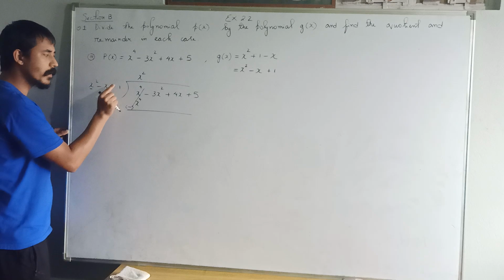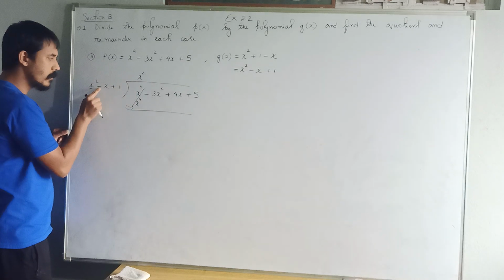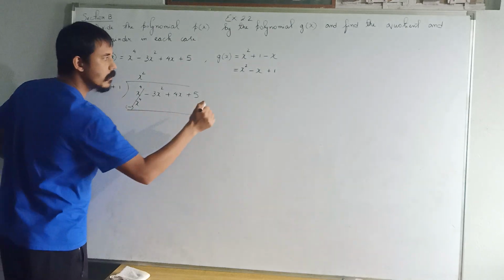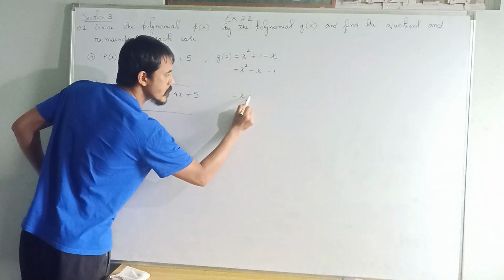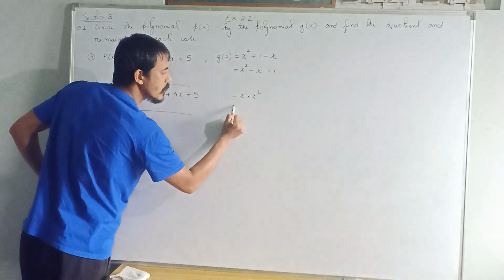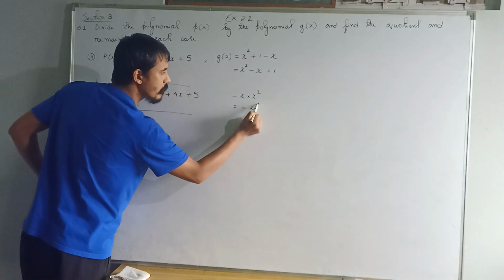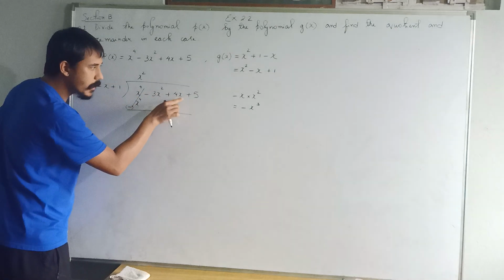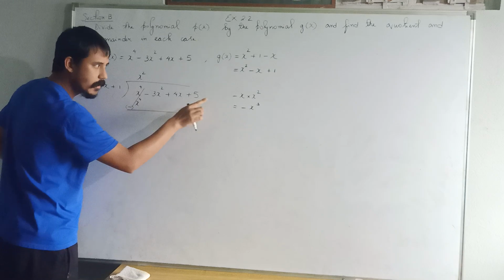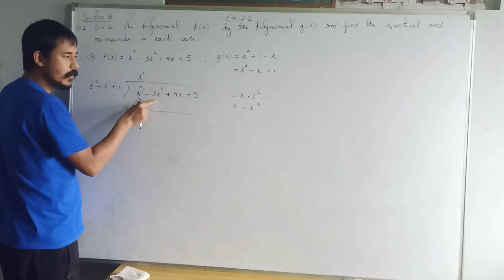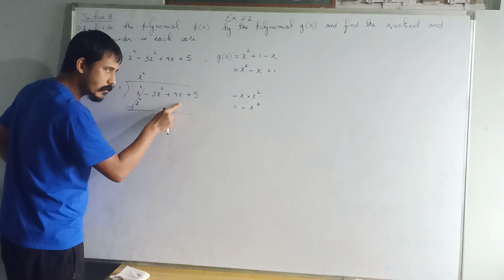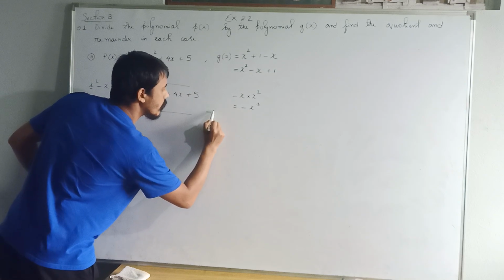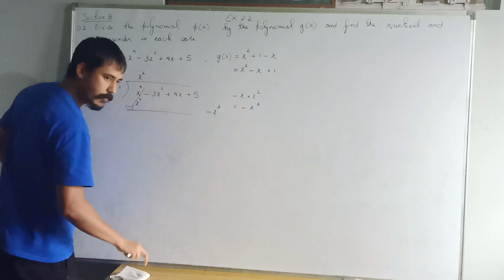Minus x multiplied with x square gives you minus x cubed. But in the dividend we see that there is no term containing x cubed, right? So this minus x cubed cannot be written below this term, neither below this term nor below this term. Is it okay? So I have to write it separately over here. Minus x cubed. Are you following that?